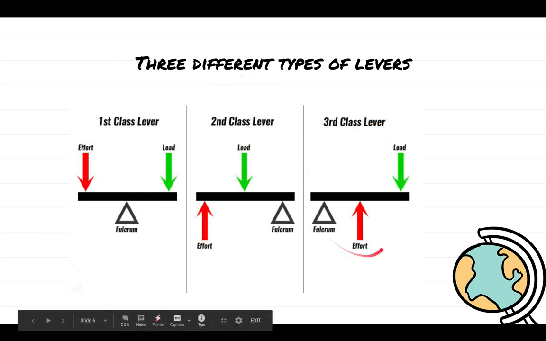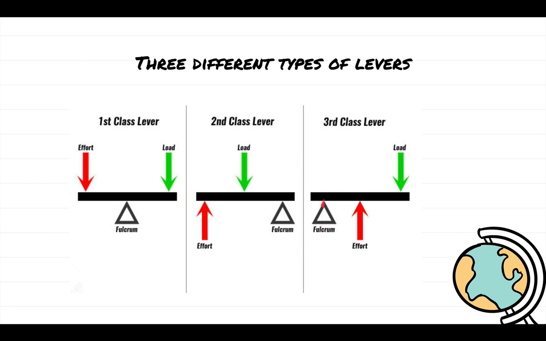A third-class lever has the fulcrum at one end, has the effort or the force applied in the middle, and has the weight at the end. The best example I can think of for a third-class lever would be something like chopsticks, where you're holding them in your hand and the hinge is at the end. The effort, or the force that's being applied, is all happening in the middle, with the load at the very, very end.